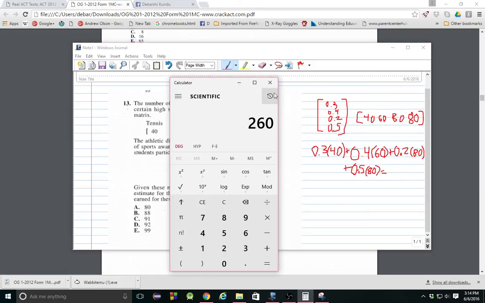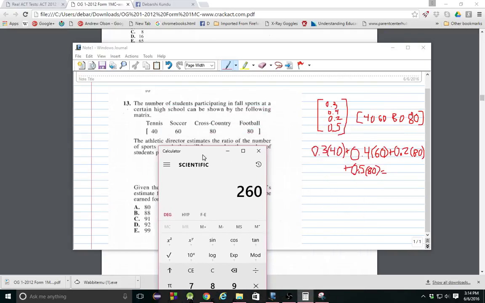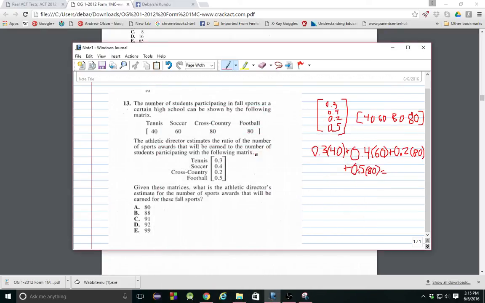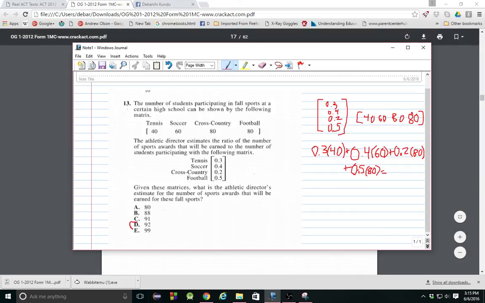The actual answer that you should get when you add all these together is, let me do it with a calculator here, 0.3 times 40 plus 0.4 times 60. This is why I need to get a TI-84 emulator like I used to have long ago and do it on the computer. Plus 0.2 times 80 plus 0.5 times 80 is 92. So the answer that you should get is 92.